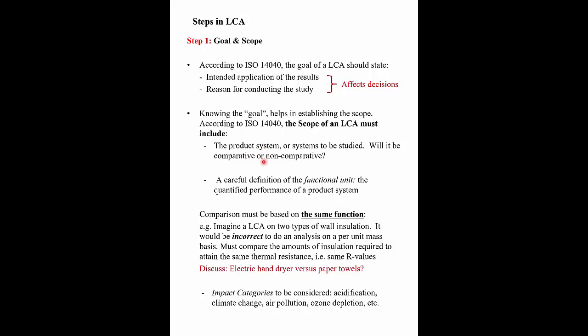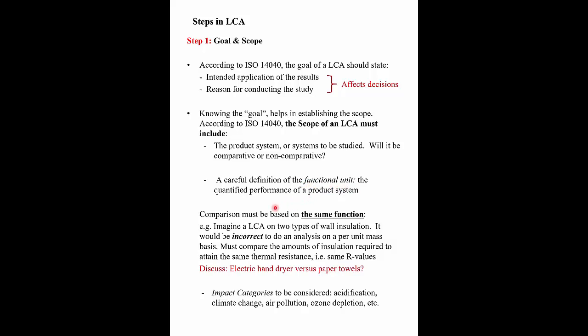Or it could be comparative. You might be comparing to your competitor, or a classic one is paper versus plastic. When you go to the grocery store, do you get a paper bag or do you get a plastic bag? Which is worse for the environment? So you could be doing a comparative life cycle analysis. And if you're going to do that, you should be comparing on what's called the functional unit. It's defined in the standard. This is probably a bit more technical than necessary for MEC 110, but functional unit is a quantified performance of the system.